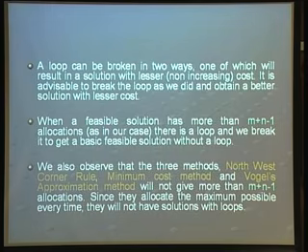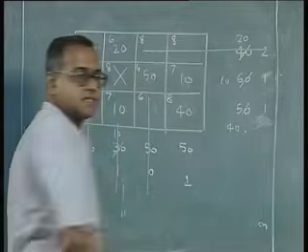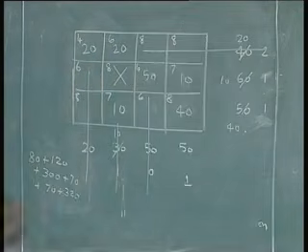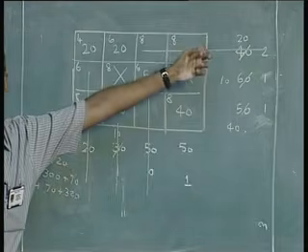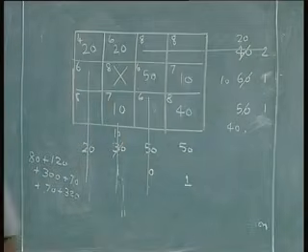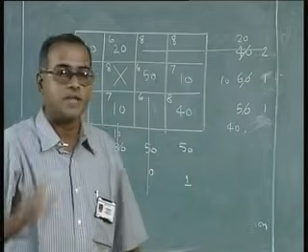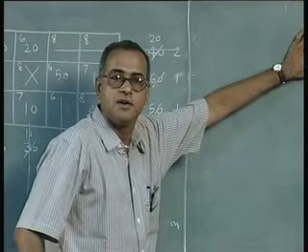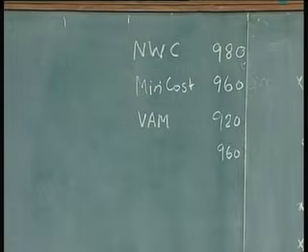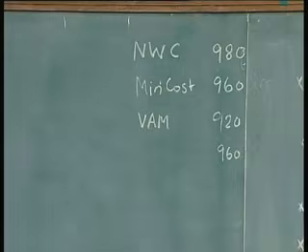We also observe that the 3 methods, northwest corner rule, minimum cost and Vogel's, will not give more than m plus n minus 1. The reason being, whenever we made an allocation, we allocated the maximum possible, which is the minimum of the supply, net supply and the net requirement. By allocating the maximum possible, which is the minimum of the two, we make sure that we will not have a loop. Therefore, these 3 methods are acceptable, these 3 methods are desirable simply because they do not give a solution with the loop, they give basic feasible solutions.